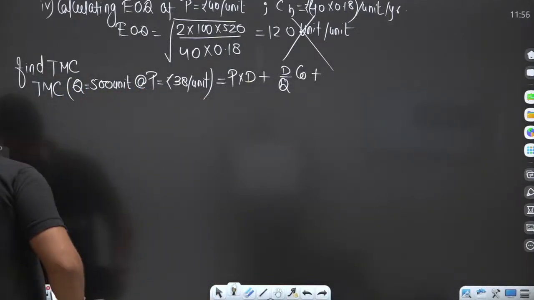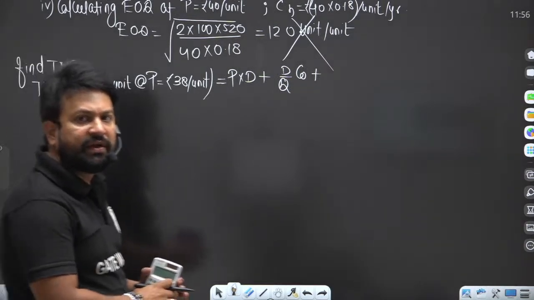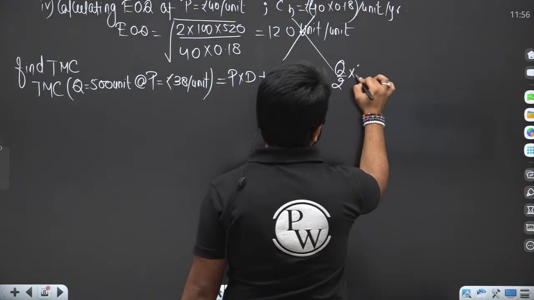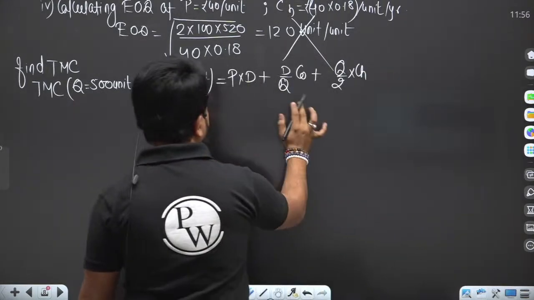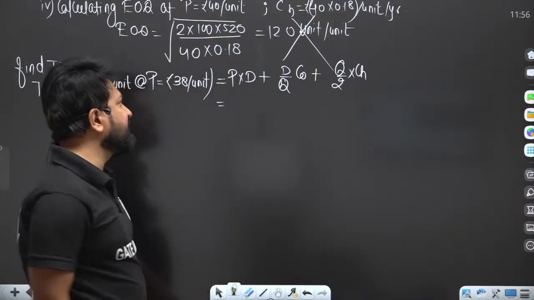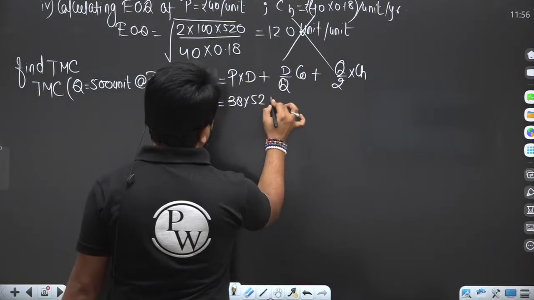Now you have to find the holding cost also. The holding cost will be Q divided by 2 into CH. So this is the formula which you have to learn always. Purchasing price is 38. Demand is 520.